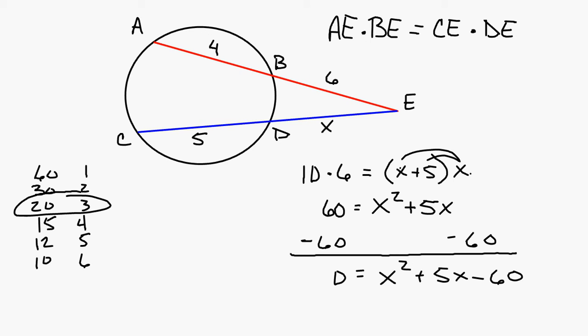12 and 5 gives you a 7 or a 17, right? 10 and 6 gives you a 4 or a 16. This gives you a 19 or an 11, a 23 or 17. None of them work, do they?